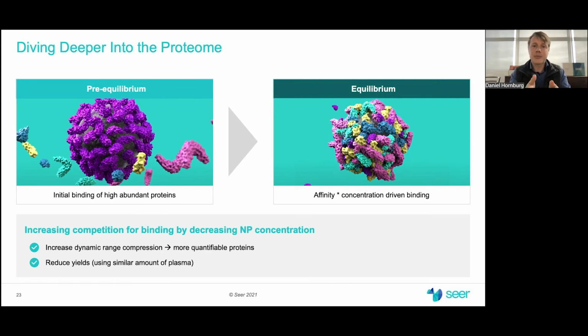So when you introduce a particle into your biosample, initially proteins bind essentially based on their overall concentration only. So you have basically all the particles surrounded by high abundant proteins. Now, if you give time to reach equilibrium, the low abundant proteins with a high affinity have the chance to displace some of the high abundant proteins with a lower affinity. And that leads to a more diverse composition of the corona. But again, it's important to note that it's not only affinity, it's affinity and the concentration that determines the exact composition.